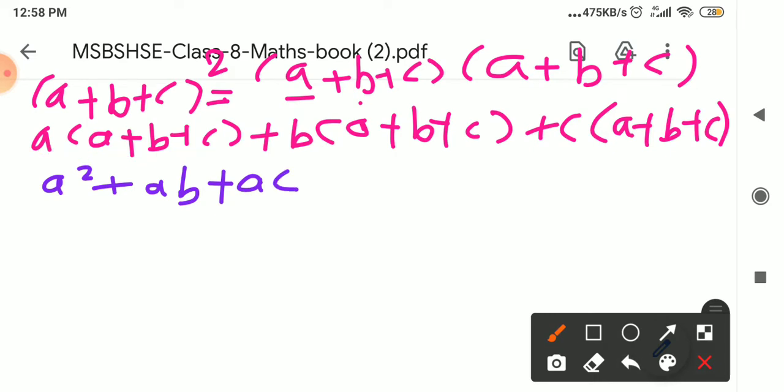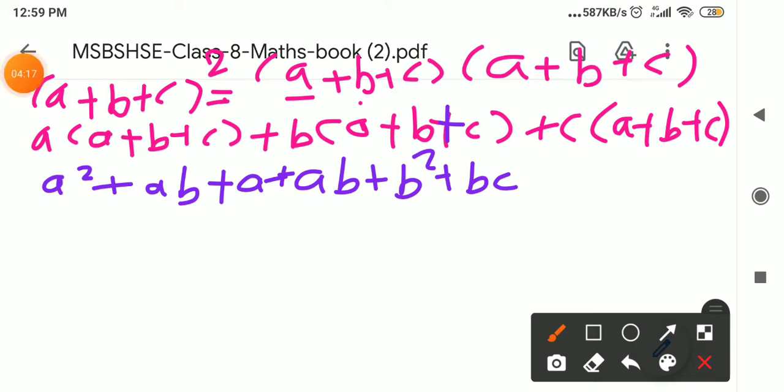Now we will complete the next multiplication, means this bracket's multiplication. So b into a is equal to ab. ba or ab, but we will write alphabetically, so I will write it here as ab. b into b is equal to plus b². Here all plus signs are there, so plus into plus is plus. Plus, b into c is bc.